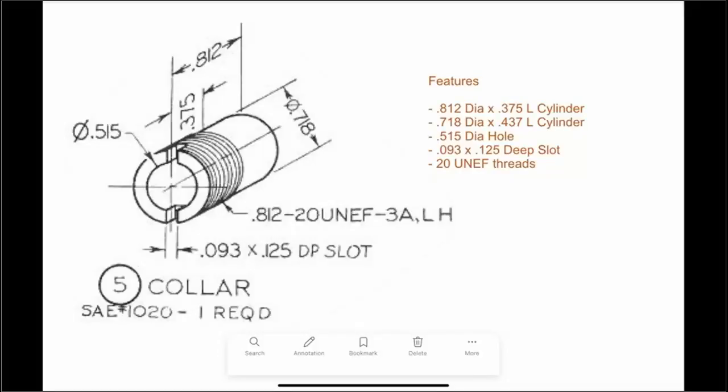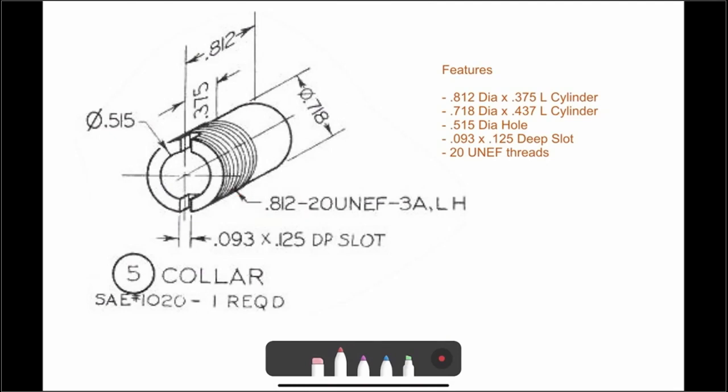This part has several features. The .812 diameter cylinder, the .718 diameter cylinder, the .515 diameter hole that's going through this part, the .093 slot, and the threads that are on this surface of the .812 diameter cylinder.